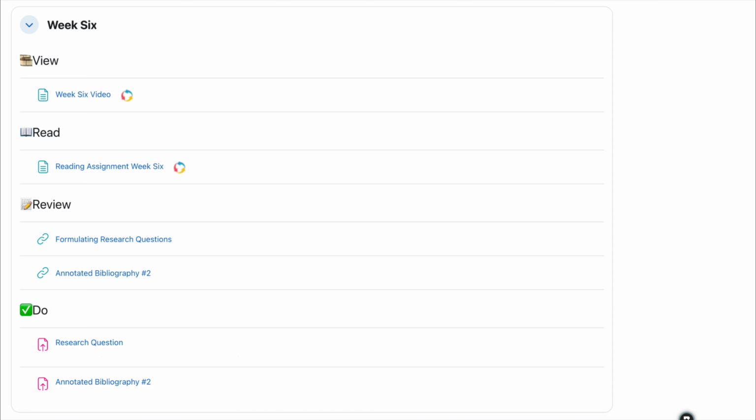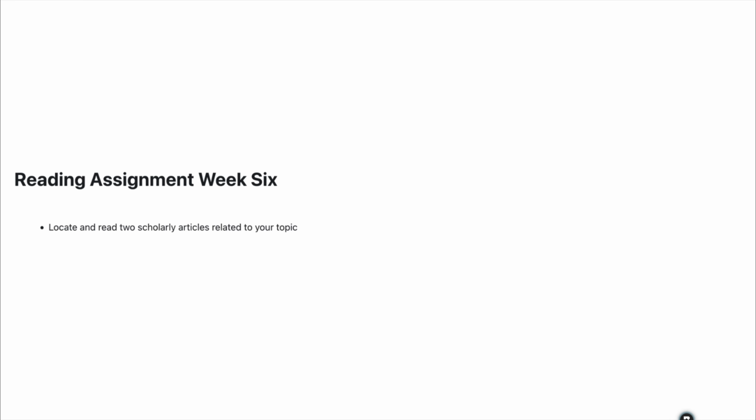We're going to do a second one. And then you'll turn in your research question, and that will also include a thesis statement, and you'll turn in the annotated bibliography. Both of those are due toward the end of the week. This week you won't be going into our open educational resource textbook, but you'll be looking for 2 additional scholarly articles related to your topic.